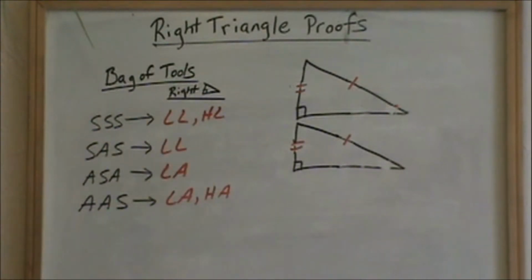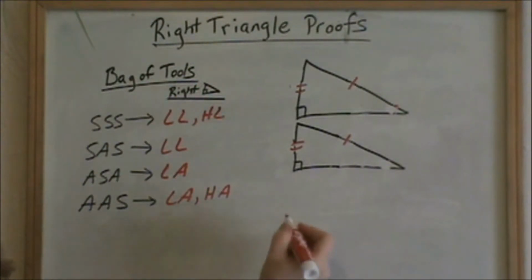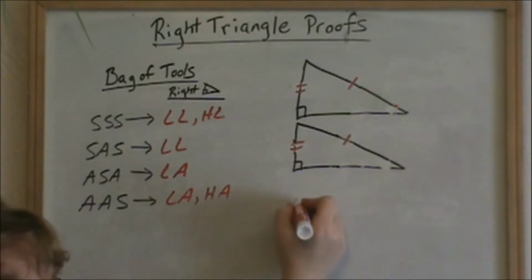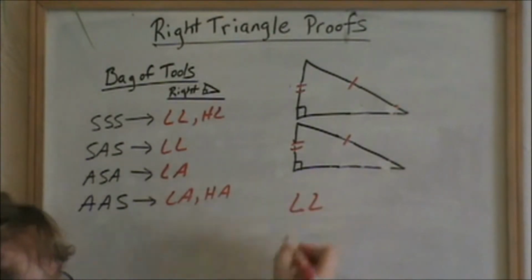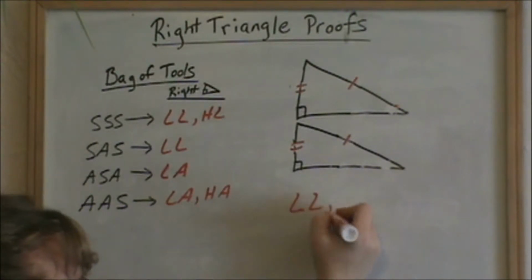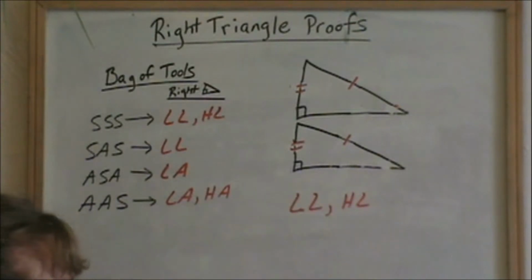That would be called hypotenuse leg. So if this seems confusing to you, if you boil it down, you just need to have two pieces of information for a right triangle. If you can prove two legs are congruent, then you can prove that both triangles are congruent. If you can prove that a hypotenuse and a leg are congruent, then you can prove both triangles are congruent.